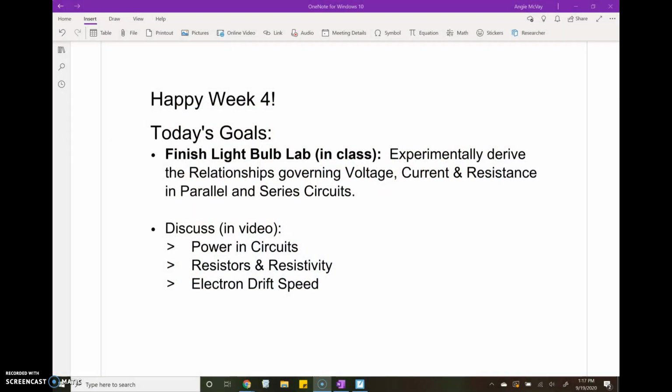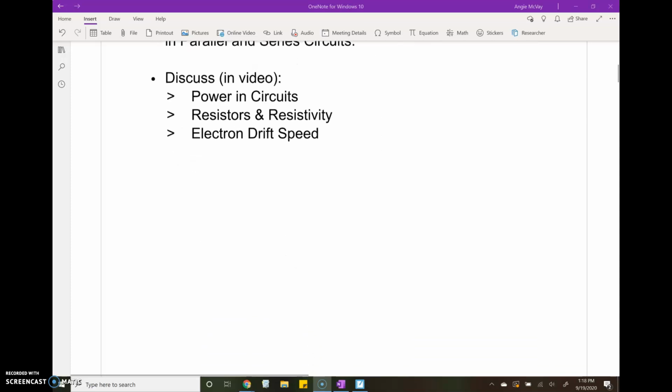All right, so today's goals are to experimentally derive the relationships governing voltage, current, and resistance in parallel and series circuits. We'll also discuss in this video power in circuits, resistors and resistivity, and an idea called electron drift speed. The bottom 3 points are ones that I don't predict that we'll have time to cover in class.